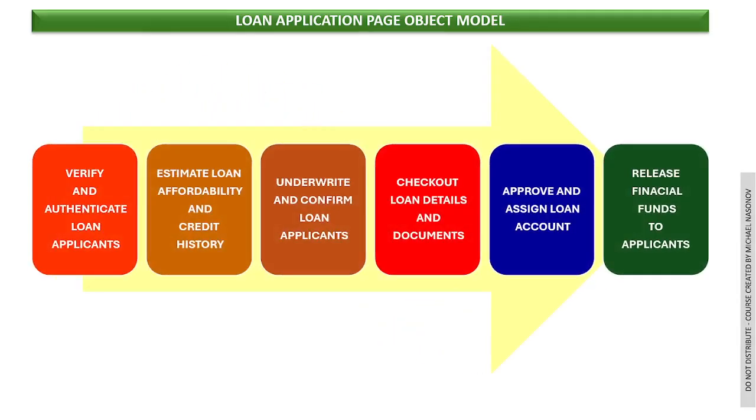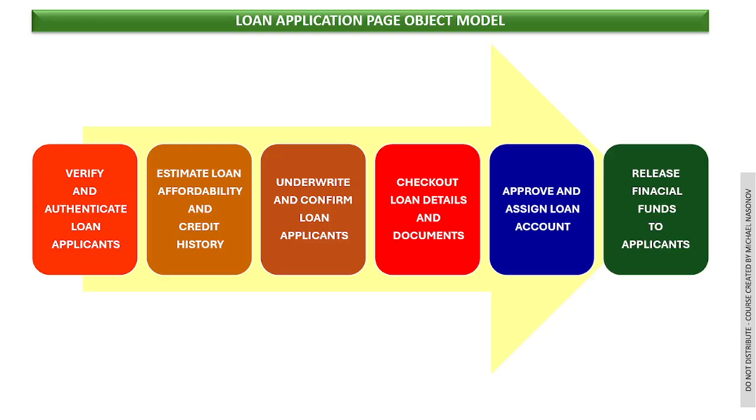And let's take a look at a financial loan application page object model. On the first page, the customer might verify and authenticate the loan applicant. On the next page, a customer might estimate loan affordability and credit history for such applicant. The third page exists for an underwriter, a professional underwriter who confirms loan applicants.